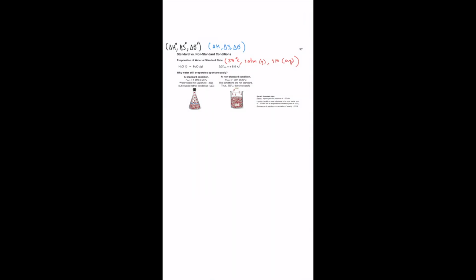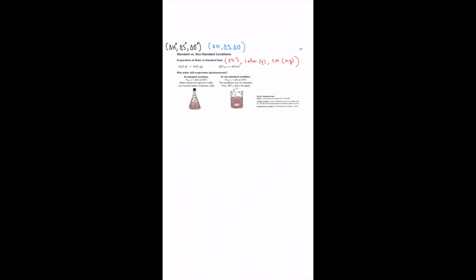However, in our real life example, we look at a water sample with an open system, not the closed system here. Therefore, in this case, the partial pressure of water would be less than 1 atm because it is open to the atmospheric pressure. So this condition is not at the standard condition. We call this a non-standard condition. And because this is a non-standard condition, the delta G naught would not apply for this case. Therefore, I cannot use this value to predict spontaneity of this process.